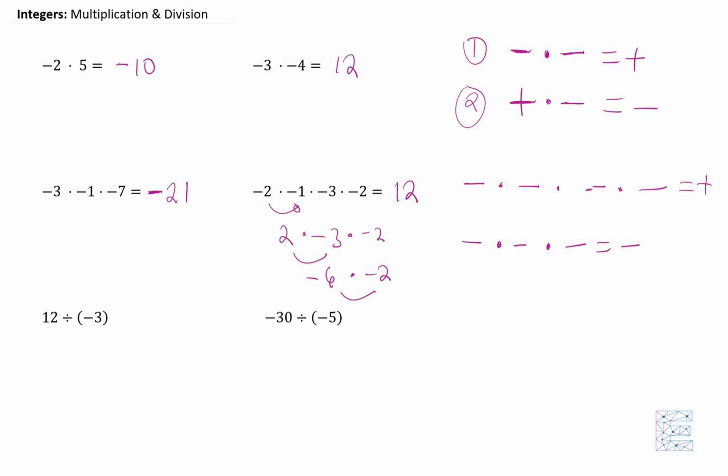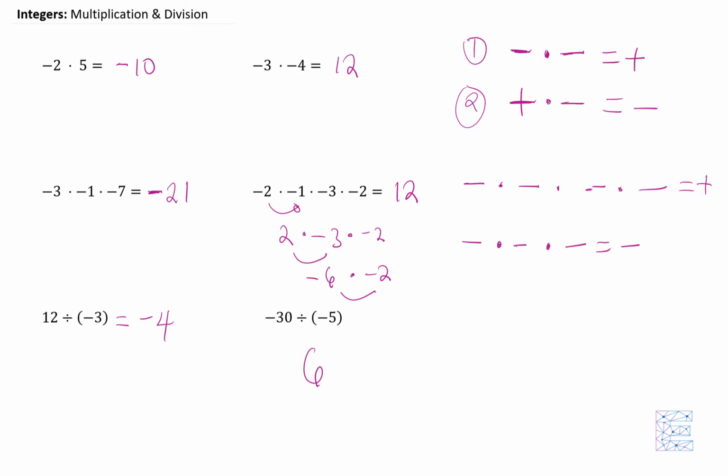As I mentioned, the rules for division and multiplication are exactly the same. So for the next question, which is 12 divided by negative 3, an odd number of negatives means that we are going to end up with a negative answer. So negative 4. The last question here is a negative divided by a negative, so we know that the answer to this will be a positive. So negative 30 divided by negative 5 is simply positive 6.